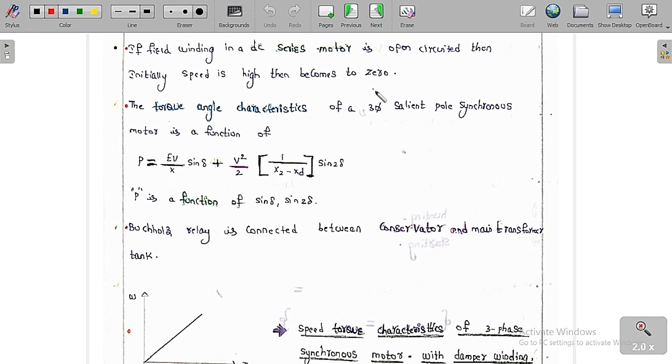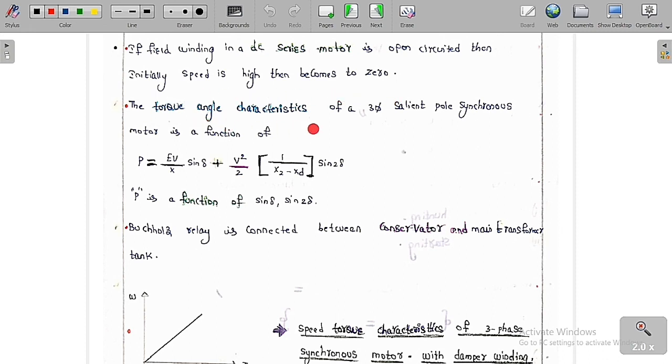As I have already told you, Eb is directly proportional to N into phi. So N is directly proportional to Eb by phi. As flux is equal to 0, instantaneously the speed will be very high and finally it is going to become 0. So initially the speed is very high and then later it is going to become 0.